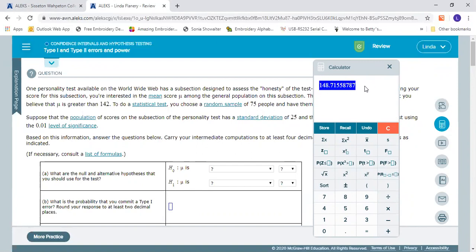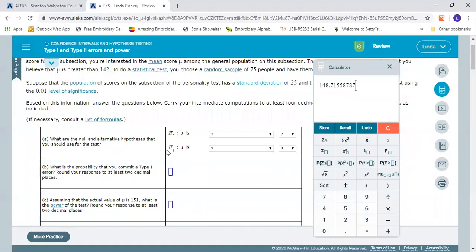I'm just going to leave it on my calculator, because then the next part of my formula is I'm going to subtract mu sub 1. Mu sub 1 is this 151 that is the actual value. So minus my 151. I'm then going to divide that again by the standard deviation over the square root of n. So the 25 divided by the square root of my 75. That gives me the value that I'm going to use with the P of Z. I'm going to go ahead and click on that.